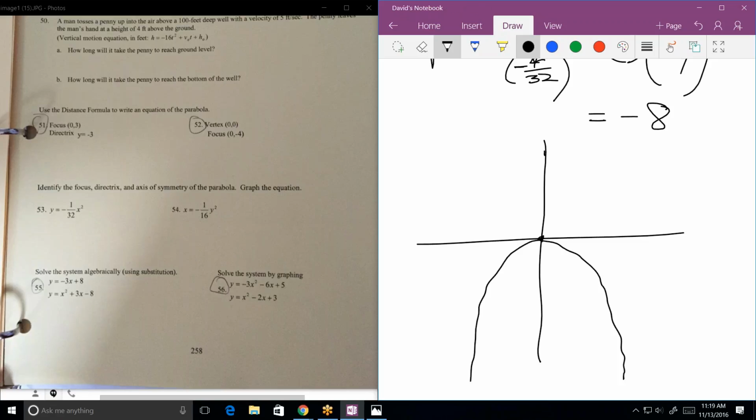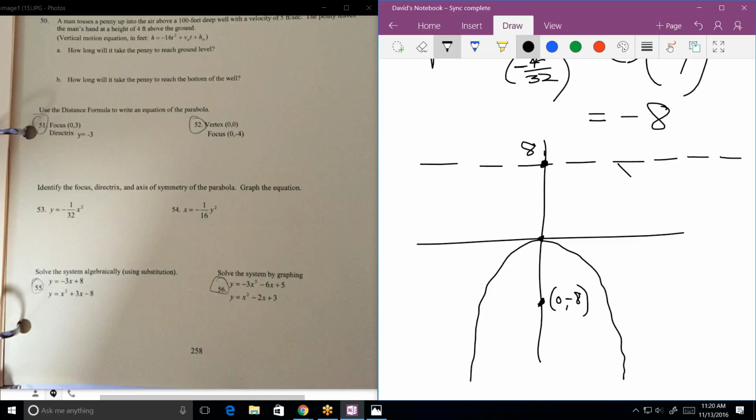Well, we just figured out the focus was right there at (0, -8). So where's the directrix? What's the equation of the directrix? (0, 8). Well, that's a point. That's not the directrix. The directrix is a horizontal line that goes through that point. And what we need is the equation of that line, not that point.